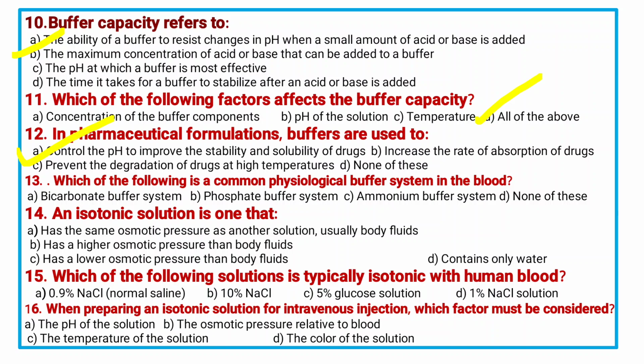Next, which of the following is a common physiological buffer system in blood? A. Bicarbonate buffer system, B. Phosphate buffer system, C. Ammonium buffer system, and D. None of these. Bicarbonate buffer system.